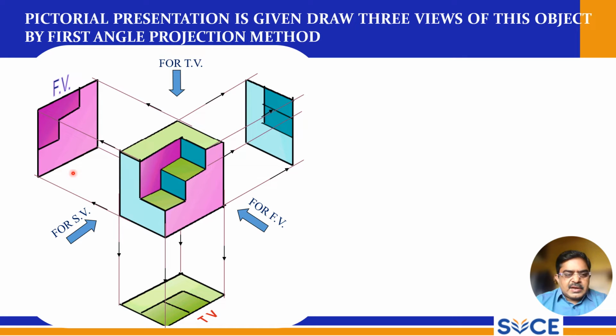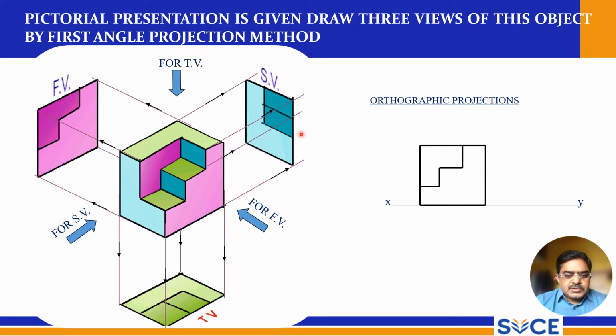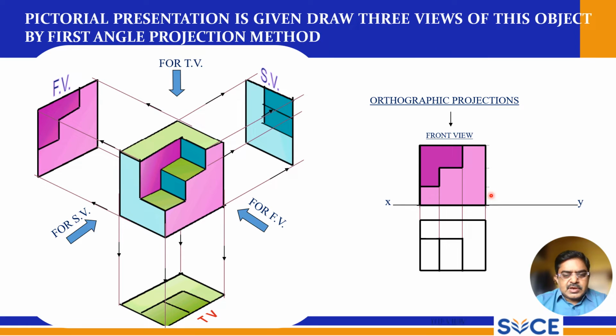In color-wise I have distinguished here. This is pink color, that is the front view. Pink surfaces are visible in front view, green surfaces are visible in top view, and blue surfaces are visible in side view, that is, in the left side view. So in orthographic projections, this is the front view, this is the top view, and we have the side view here. This is the pattern, and this is the scheme we have to apply everywhere.